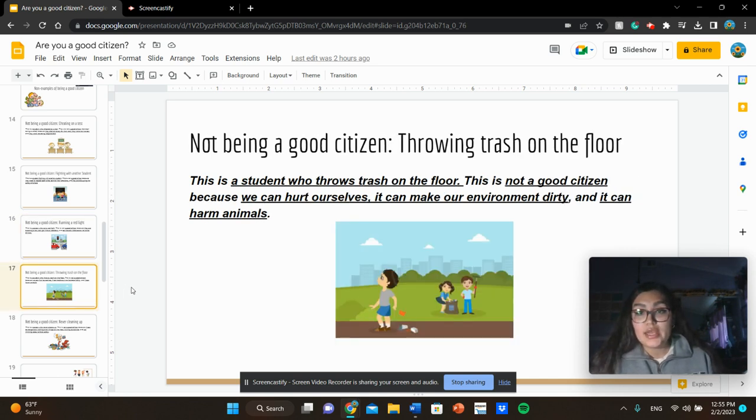Another non-example is throwing trash on the floor. So, as you can see in the picture right here, you can see a student throwing trash on the floor. That's not okay. You're not being a good citizen here because one, he can hurt somebody with the trash that's on the floor right there. They are making the environment dirty and they're harming animals because animals are hungry and they want to look for something to eat. And instead of looking for food, they see trash. And with that, they can get sick. And that's not being a good, responsible citizen.